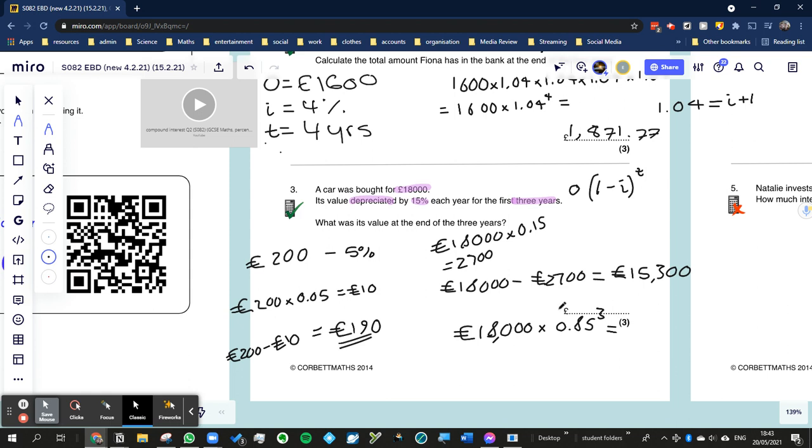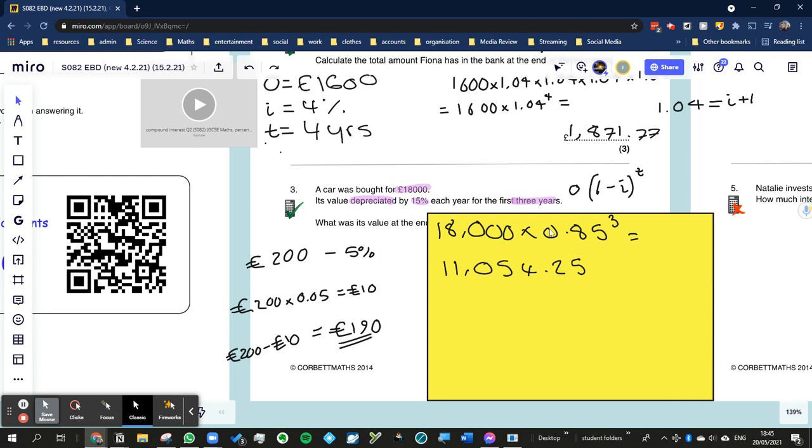So yeah, do go through the motions so you can follow that and do it yourself, and take your time, make sure you follow all the steps. So yeah, we got 0.85 because it was 1 minus the interest. The interest was 15%, or 0.15, and so that's the final answer then.